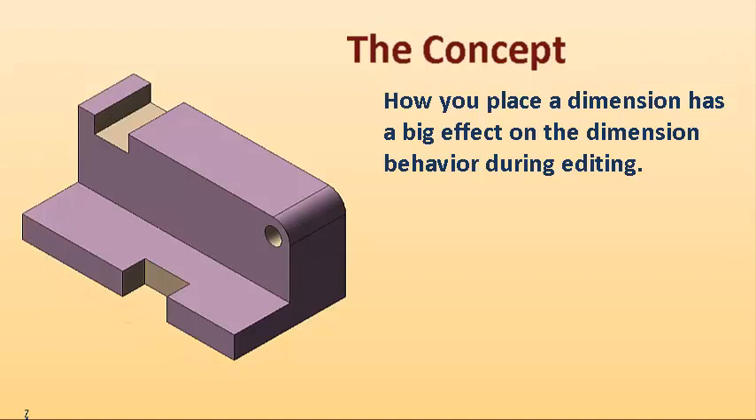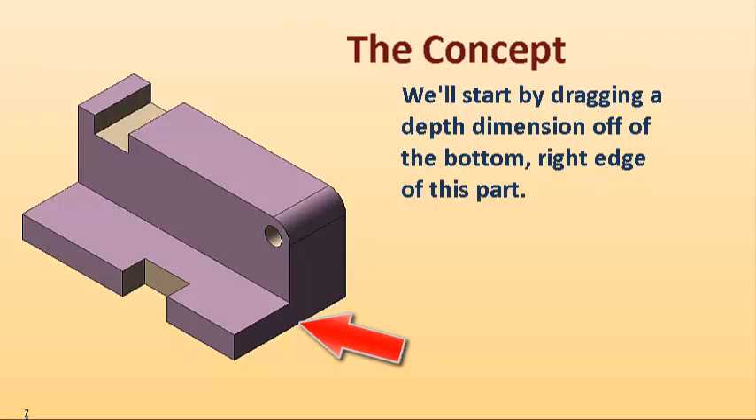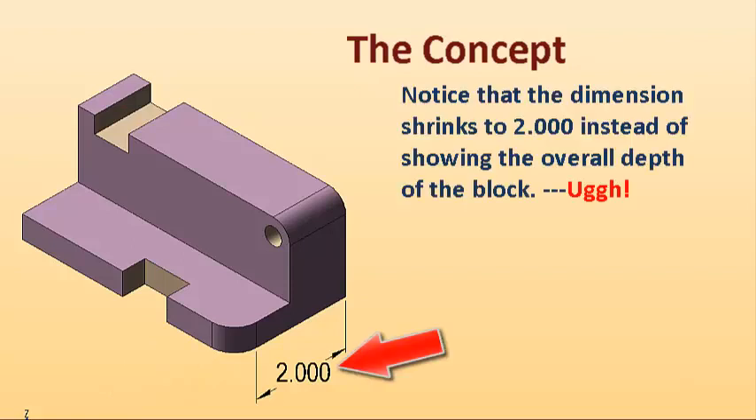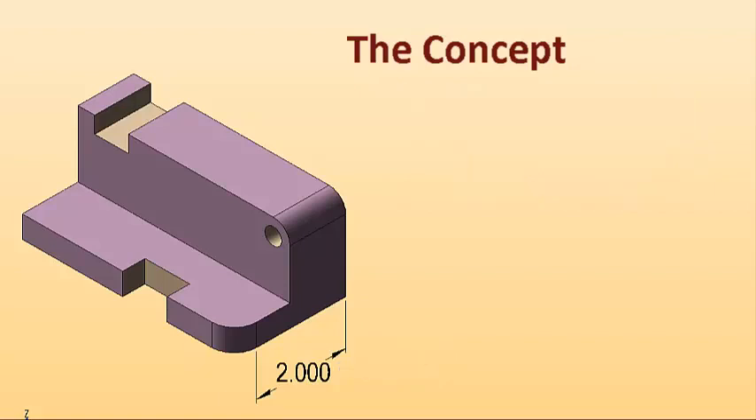How you place a dimension has a big effect on the dimension behavior during editing. We'll start by dragging a depth dimension off of the bottom right edge of this part. When we create a blend on the front corner, the dimension shrinks to 2 inches. This is not what we want.